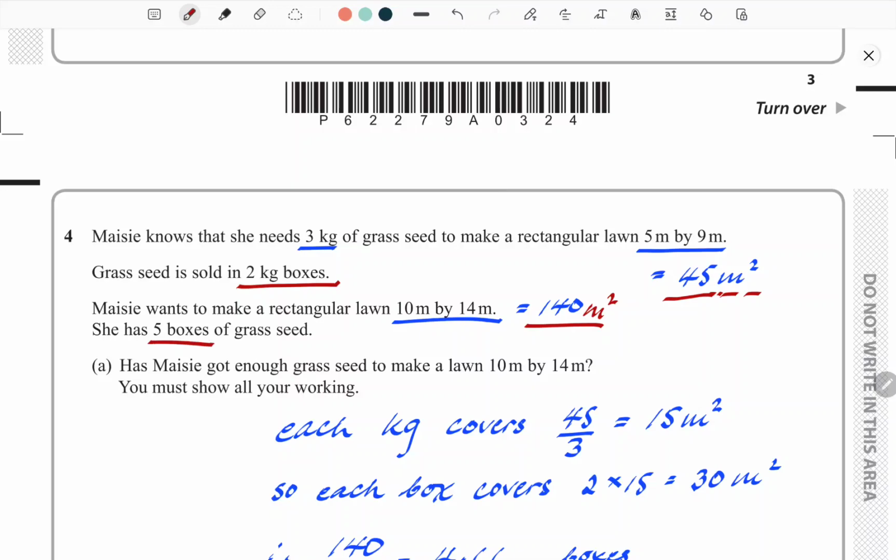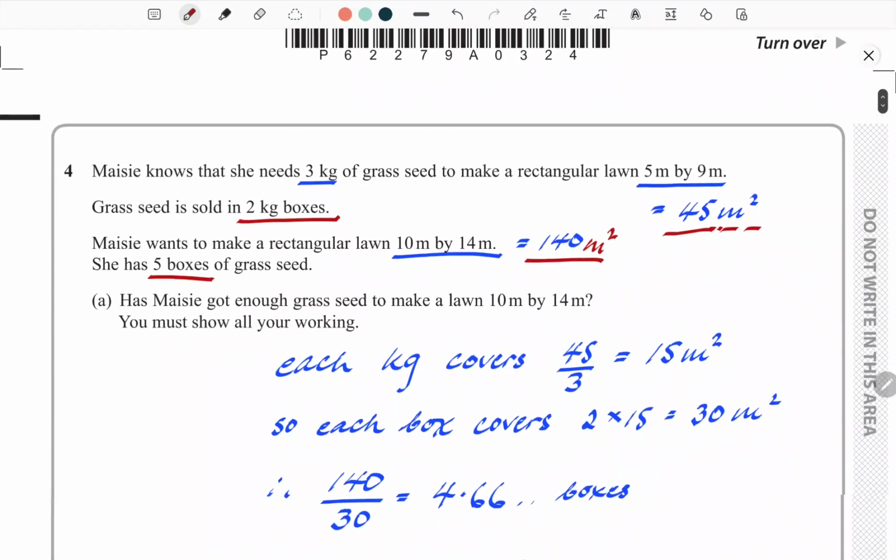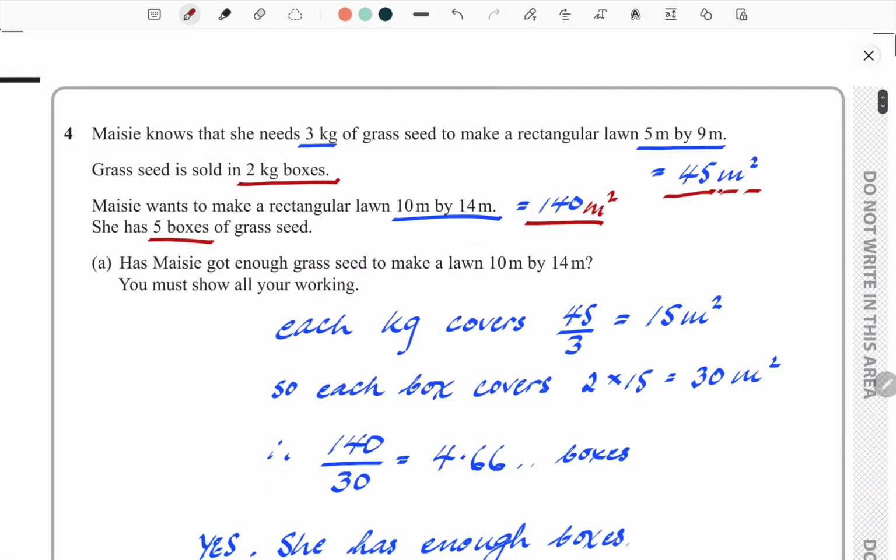When you do these slightly wordy questions, please do, as I've shown you, underline the key bits of data. That really does help, especially if you're rushing, so you don't lose sight of important parts of the question. The question is, has she got enough to make a lawn 10 by 14?